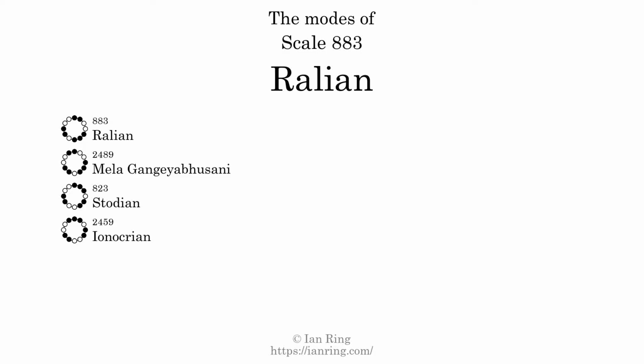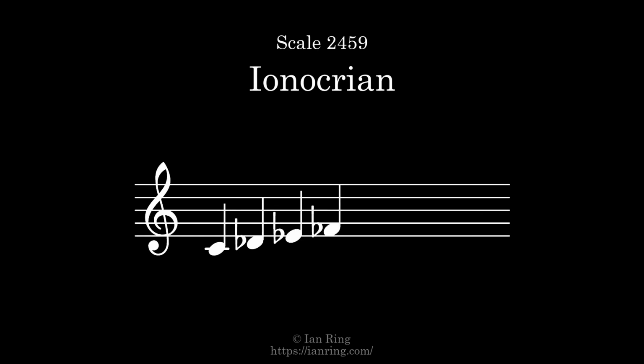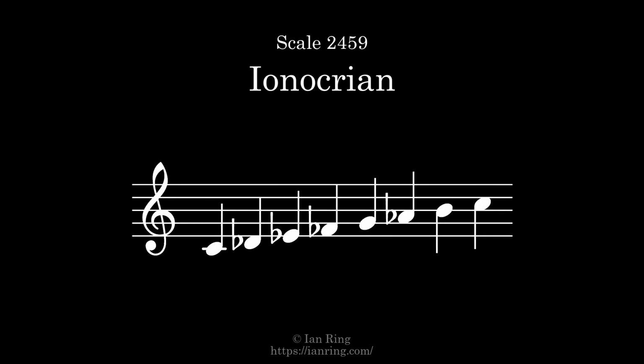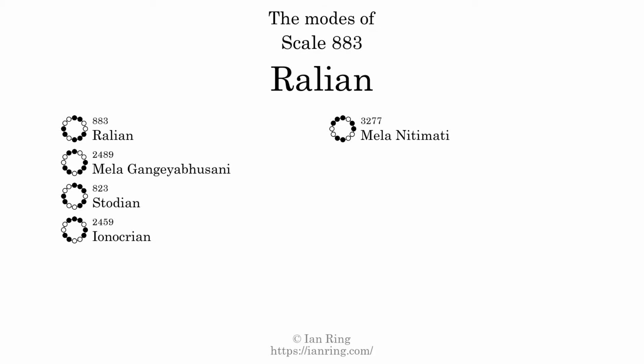The fourth mode is scale 2459, also known as Arnokrian. It sounds like this. The fifth mode is scale 3277, also known as Melanotimity. It sounds like this.